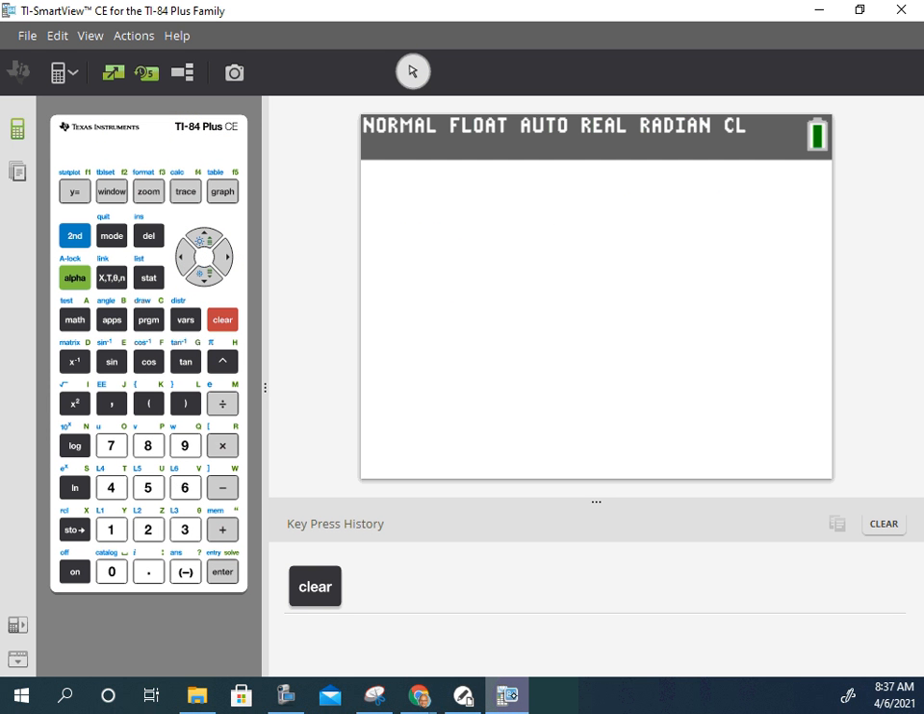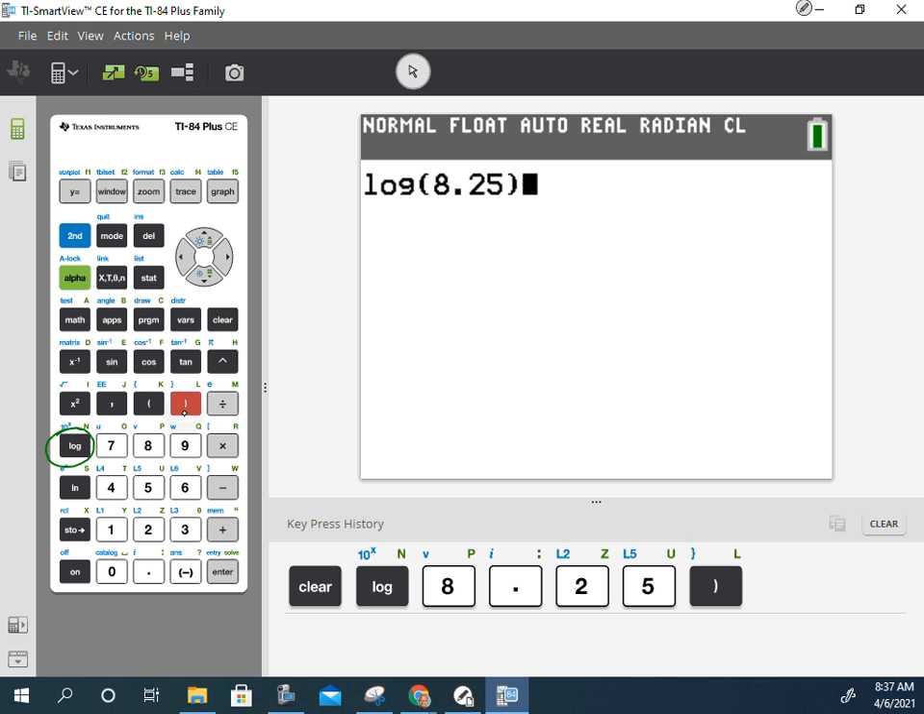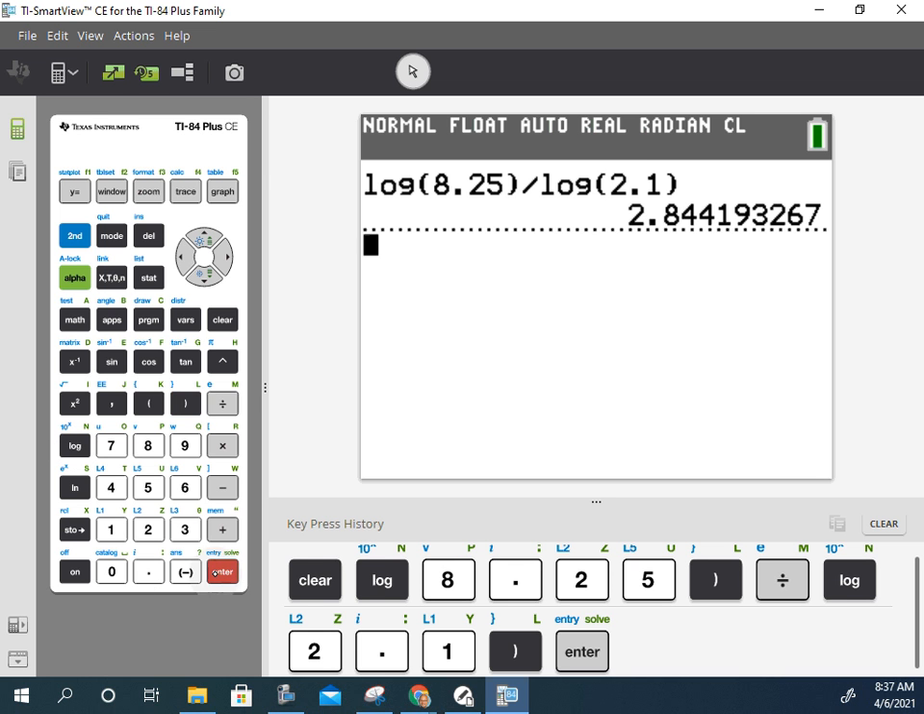We've got our calculator ready to rock and roll. Remember the log key next to the number 7 underneath the x squared. So you have log of 8.25 divided by log 2.1. So you end up with 2.84419, a whole bunch of numbers. So again, we go to 3 decimal places unless directions tell us otherwise.